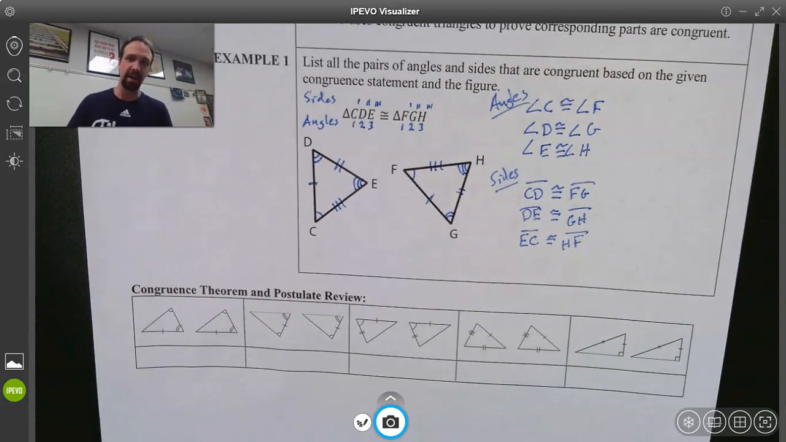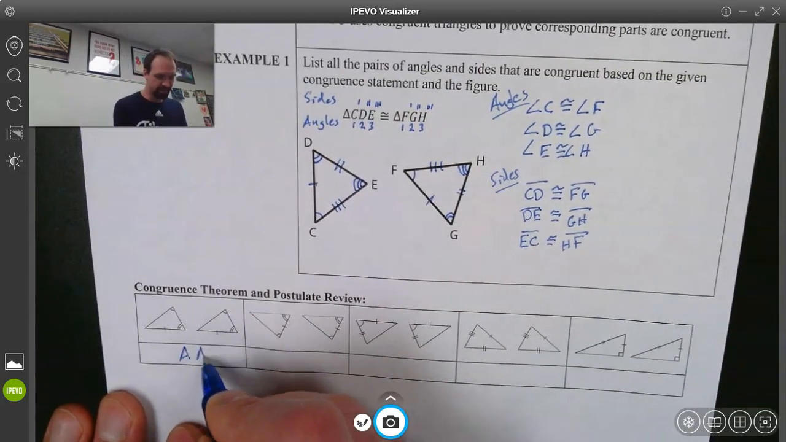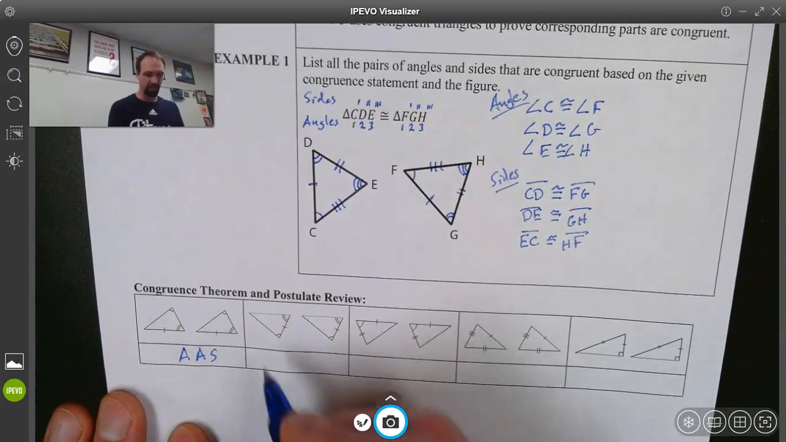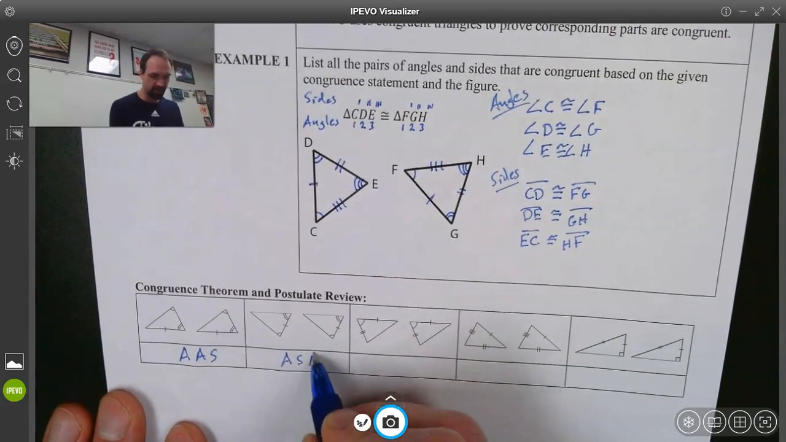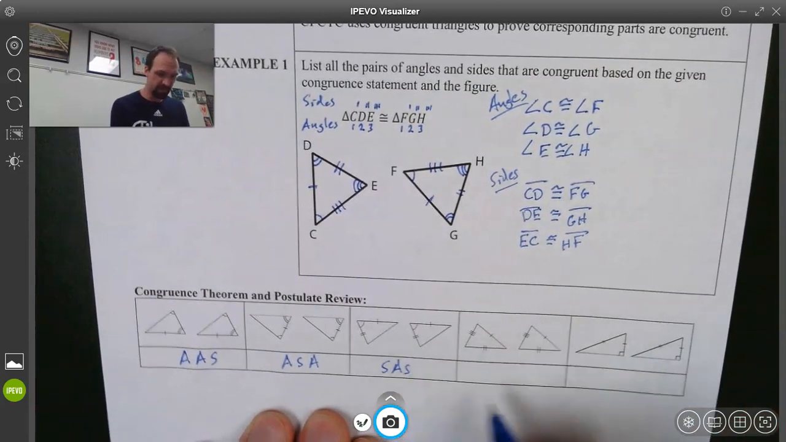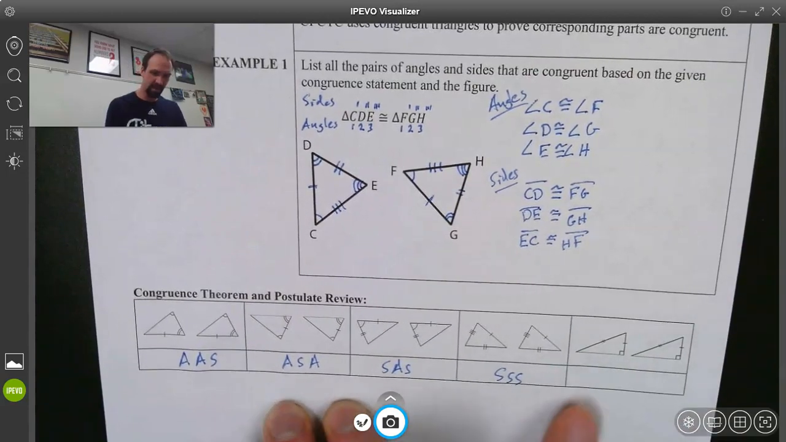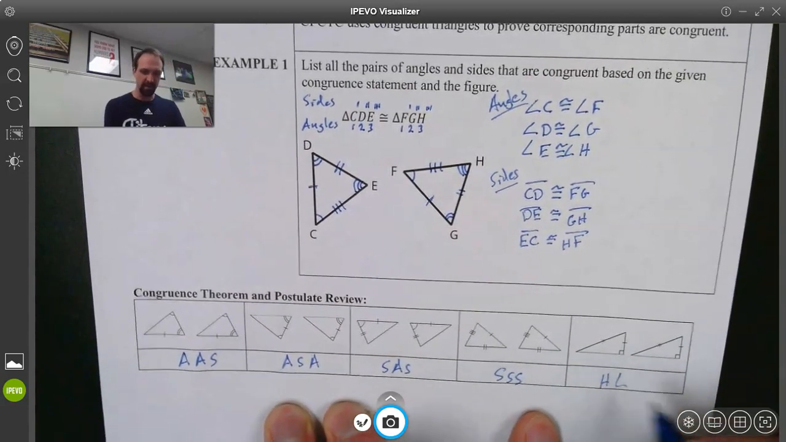Here at the bottom, just a quick review of the different types of congruence theorems and postulates, just like we talked about at the very top of the page. Again, review. Feel free to pause the video, attempt it yourself, and then we'll fill it in. So let's go ahead and talk about it. This first one is angle, angle, side. The second one is angle, side, angle. The third one here is side, angle, side. This one, side, side, side. Then this last one is hypotenuse, leg. So those are the 5.